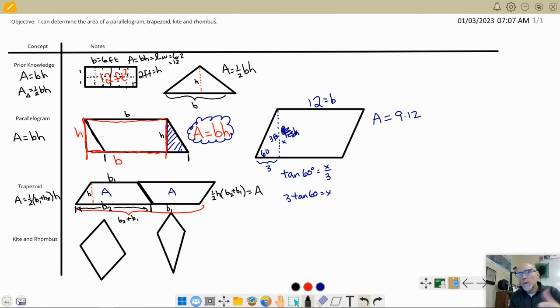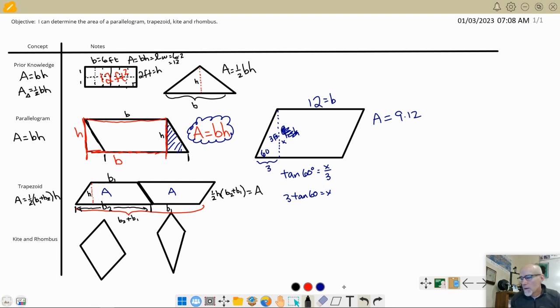Okay, well, how do we deal with kites and rhombuses? Oh man, they both have the same formulas. And I'm not going to prove the formulas. What I'm going to do is show you what the formulas are. Then we're going to try one from homework and see how complicated things can get.